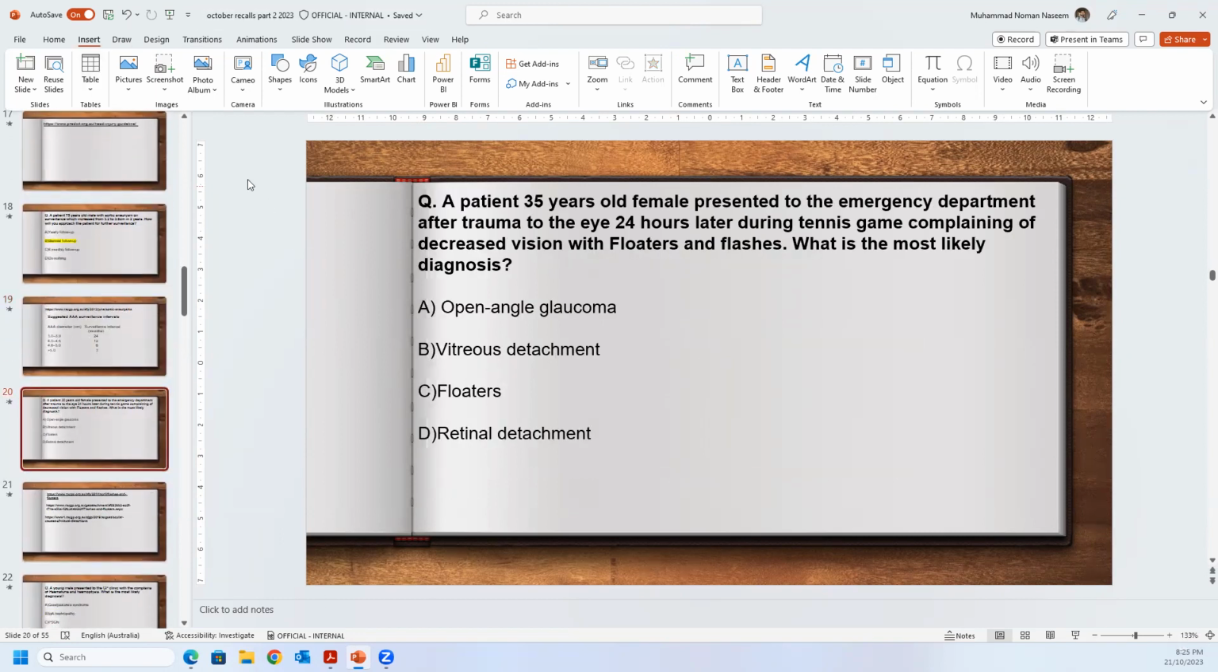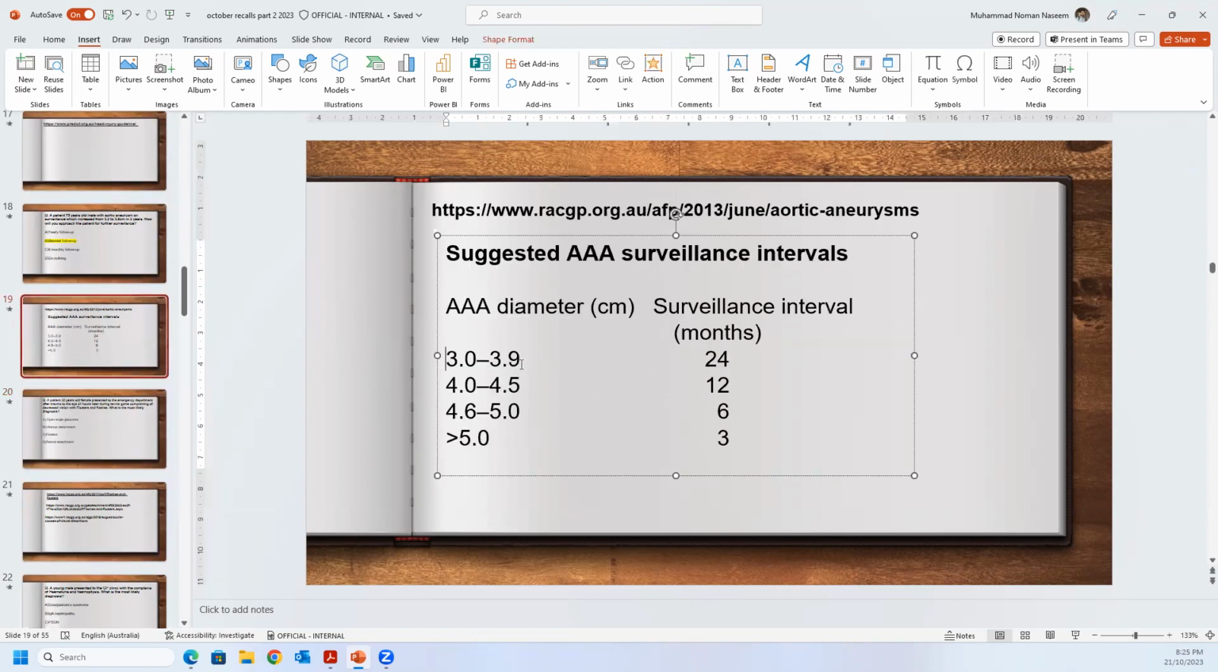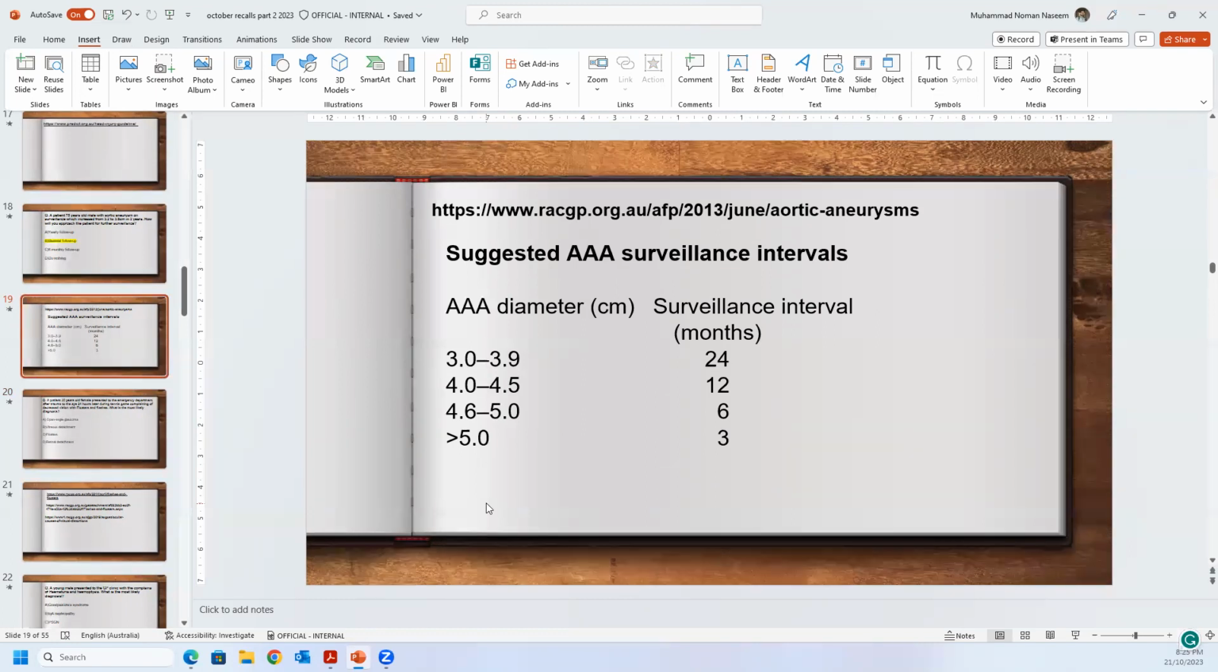Next question. It's gradually increasing, and still within the 24 monthly range, so it's not that much of a risk. Even if it's abruptly increasing, if it is still within the 24 monthly range, we are not worried about it. If it is abruptly increasing but going into the yearly range or the 6 monthly range, then we change the surveillance to a less monthly apart one.